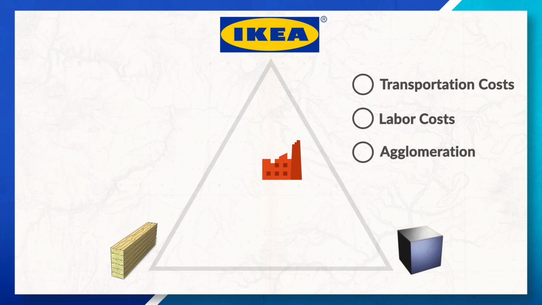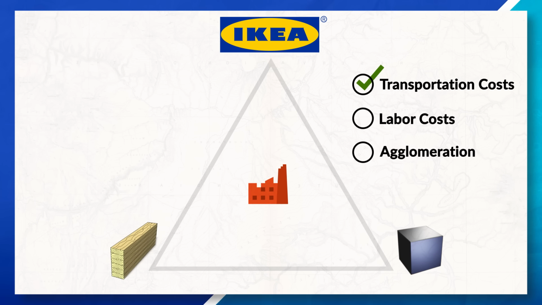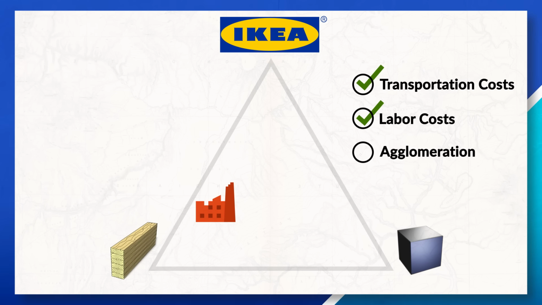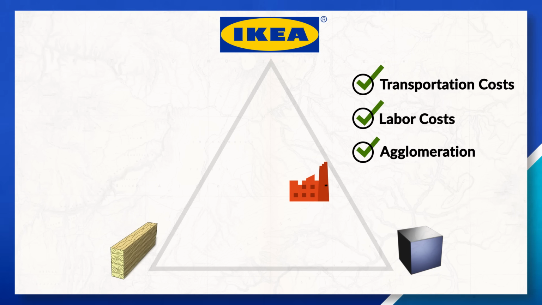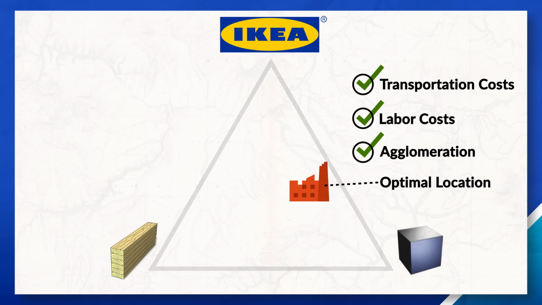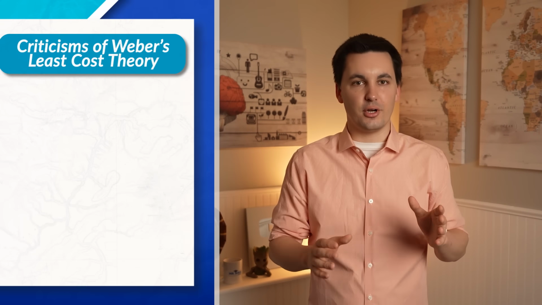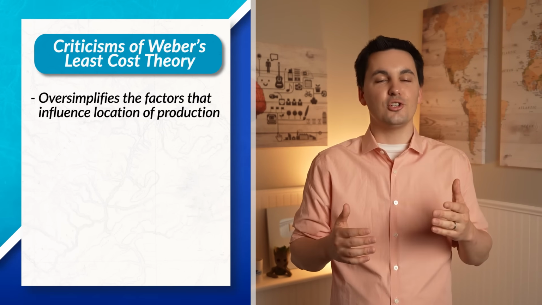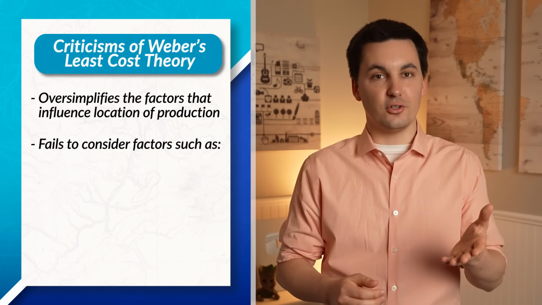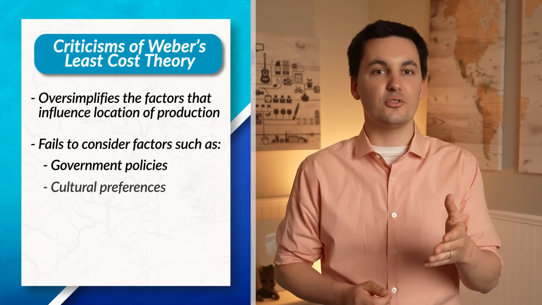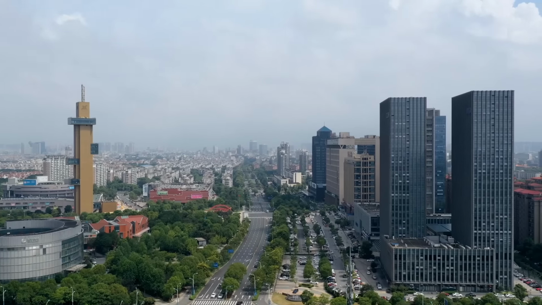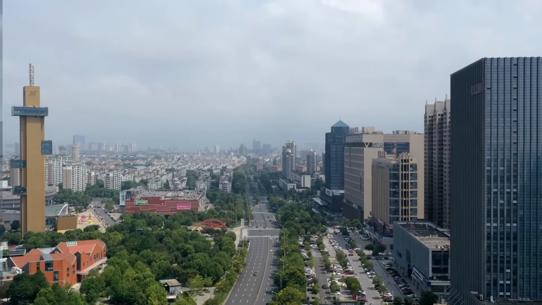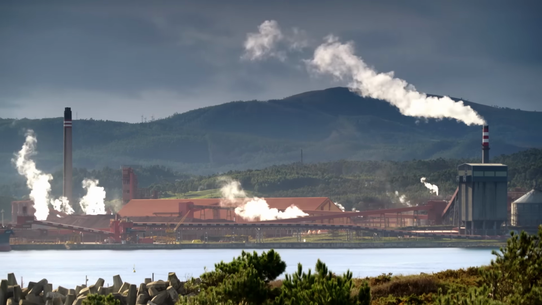So we can see that by using Weber's least cost theory, companies can reduce their overall costs and maximize their profit, all by locating in an area that optimizes their transportation costs, labor costs, and the benefits they get from agglomeration. Now today, Weber's least cost theory has been criticized for oversimplifying the different factors that influence the location of production. It also fails to consider other factors such as government policies, cultural preferences, and environmental concerns. However, the underlying idea of his theory helps us better understand how different factors can impact the decisions of companies and the location of different businesses.